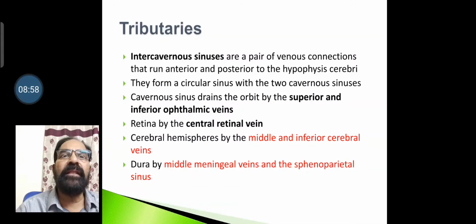Cavernous sinus drain the orbit by superior and inferior ophthalmic veins. They drain retina by central retinal vein. They drain cerebral hemispheres by middle and inferior cerebral veins. And they also drain dura by middle meningeal veins and sphenoparietal sinus.